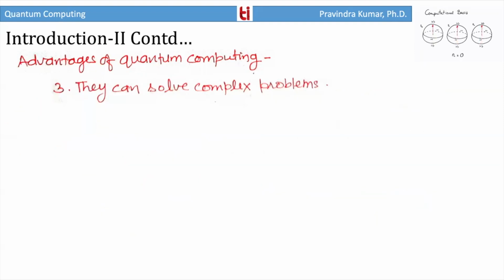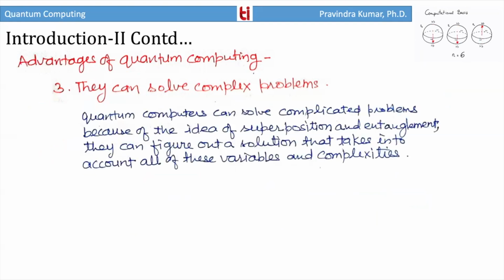Another advantage is that they can solve complex problems. A quantum computer is a faster and more powerful technology than any other conventional computer. In a classical computer, to solve a complex problem, it is necessary to break it into many different parts, and it will require more time than is necessary. By using quantum computers, complex problems can be solved instantaneously and in few steps. Quantum computers can solve complicated problems because of the ideas of superposition and entanglement.